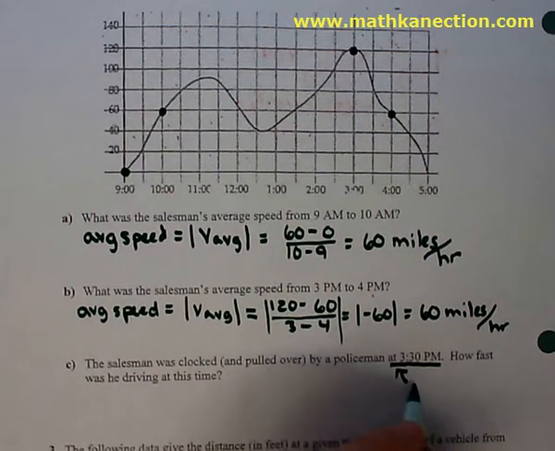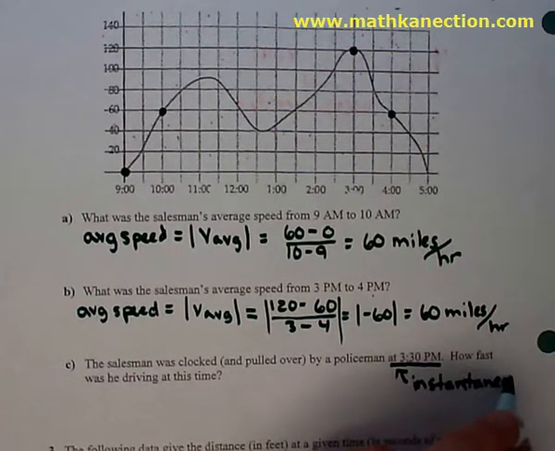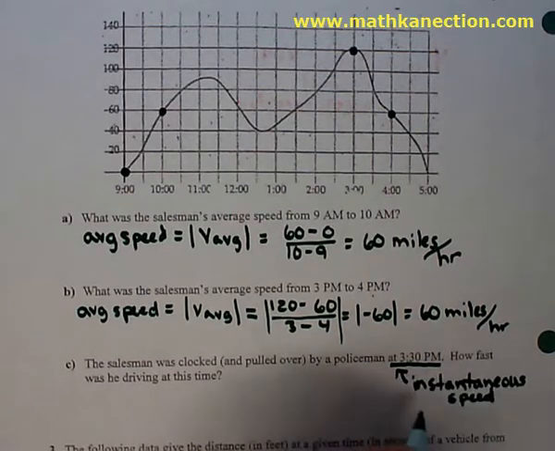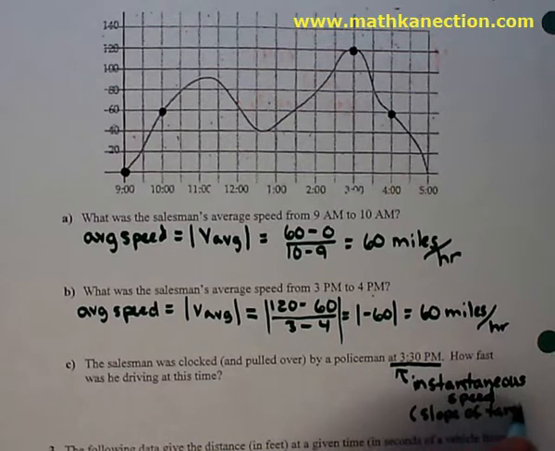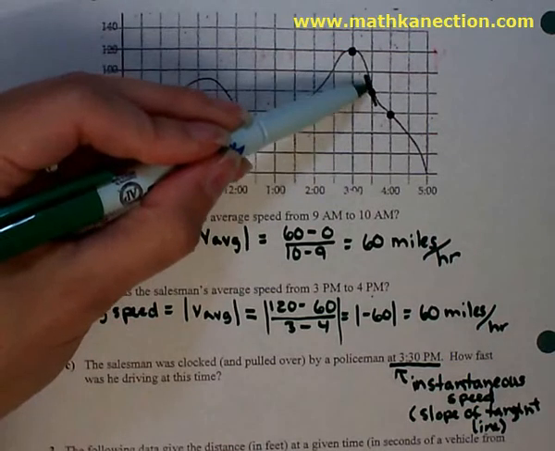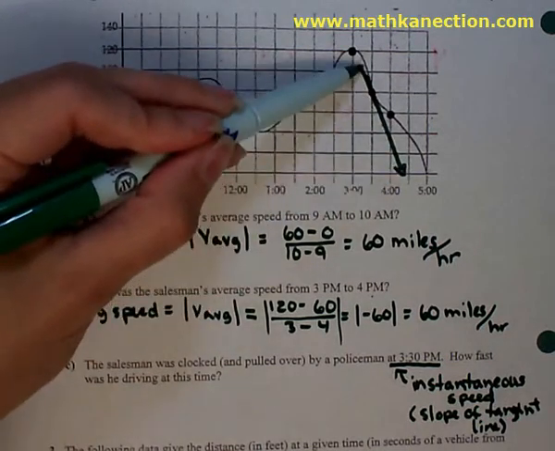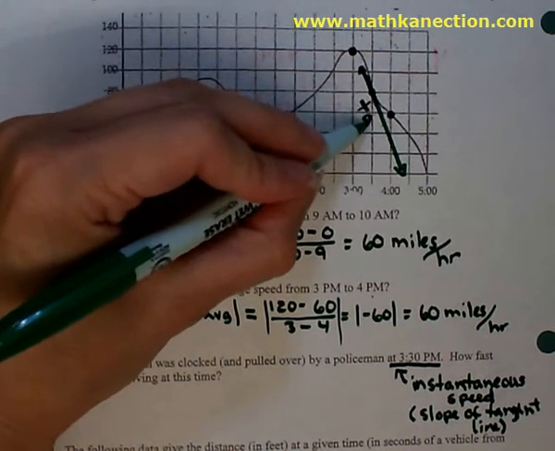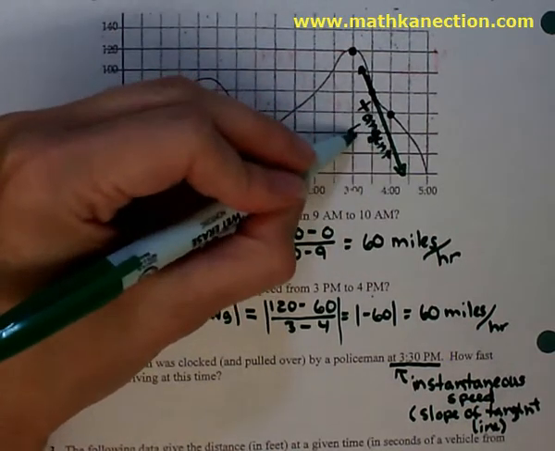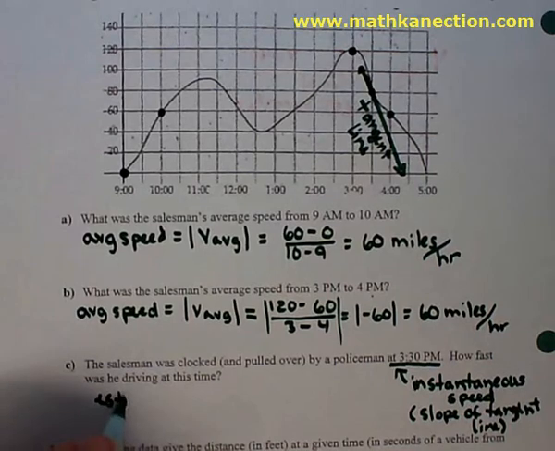So now the salesman is clocked and pulled over by a policeman at 3:30 p.m. This is an instantaneous speed, so this is a speed at an instant in time. Since we're talking about instantaneous speed, we're thinking about the slope of the tangent line of the graph. So if we sketch an approximate tangent line to the graph at 3:30 p.m., we can estimate what the slope of that tangent line is going to be based upon the tangent line that we drew in the graph.